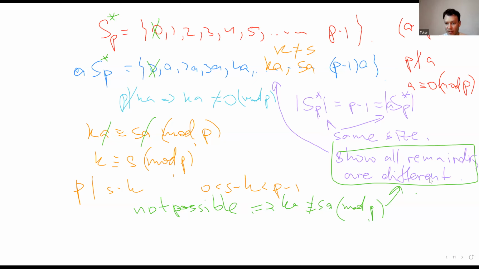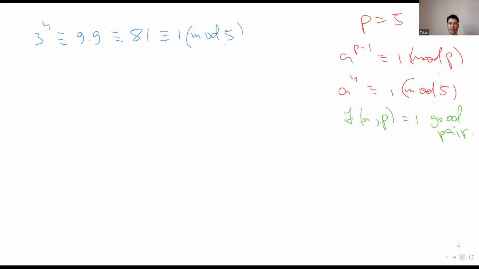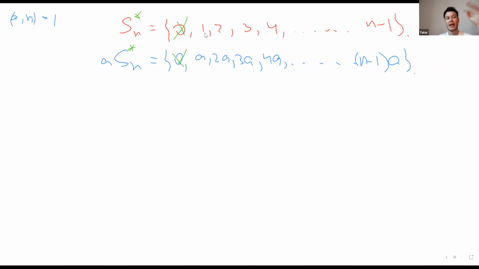Show all remainders are different, and maybe I should add also non-zero. So they're all different and different from 0. They're all different and non-zero. So maybe I should say it like this, and non-zero. So if all the remainders are different and non-zero, they have to be all these possible remainders, right? Same story basically happens in here. Look, you have n minus 1 remainders and they're non-zero. So if I show that these are all different and not zero, they have to be exactly these possible remainders.